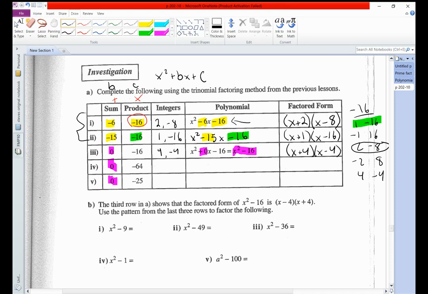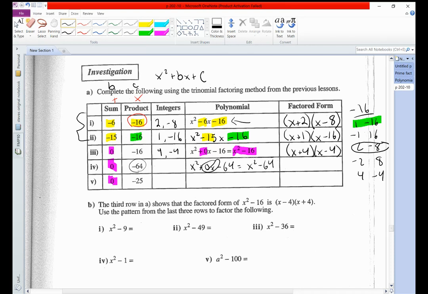So we're looking for two numbers that multiply to negative 64 and add to 0. If we were to write that polynomial, x squared plus 0x minus 64, and that middle term ends up canceling, so we're left with x squared minus 64.